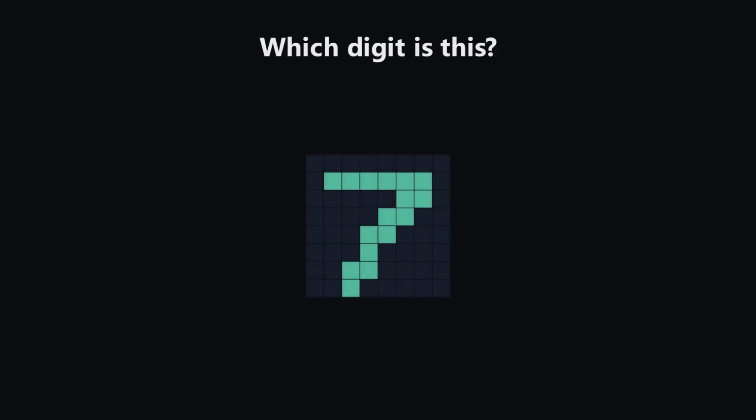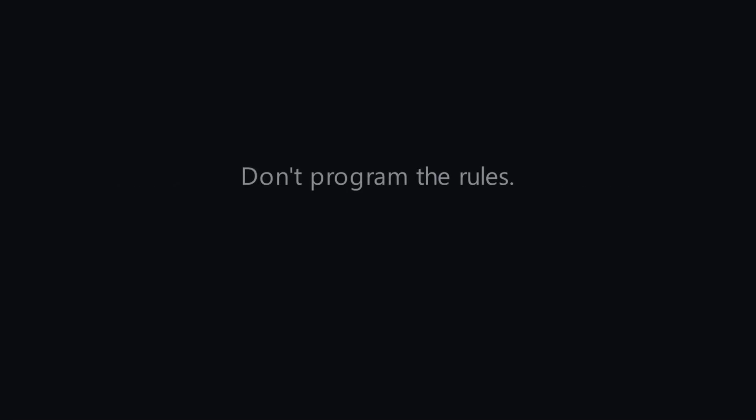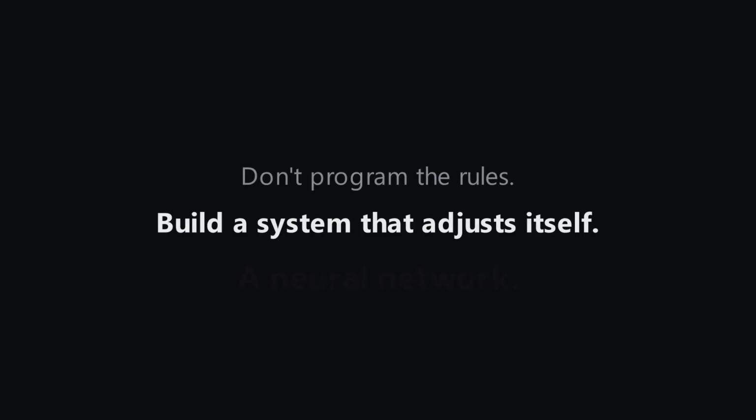0 through 9. For you, it's instant, but try to write the rules. What exactly makes a 7 a 7? A line on top, a diagonal down? Fine, but what about a 7 with a little slash? A messy one? A child's scrawl? Every rule you write, some real 7 breaks it. The patterns are too fuzzy, too varied to pin down in code, so we flip the whole approach. Instead of programming the rules, we build a system that can adjust itself, and we let examples shape it.